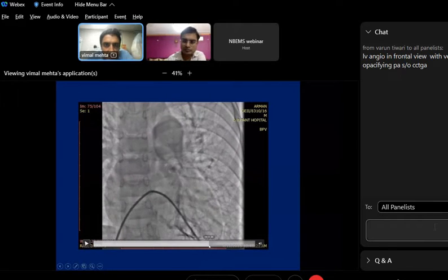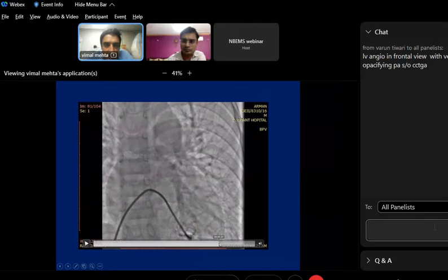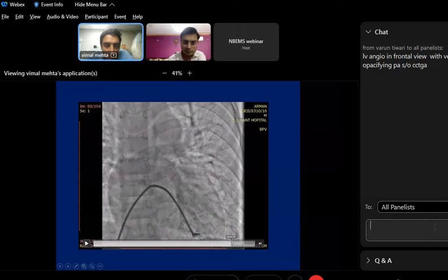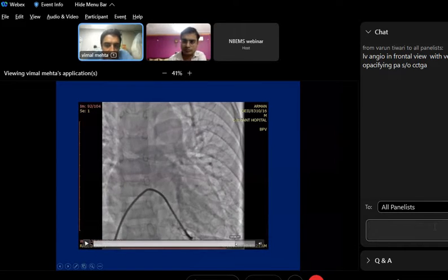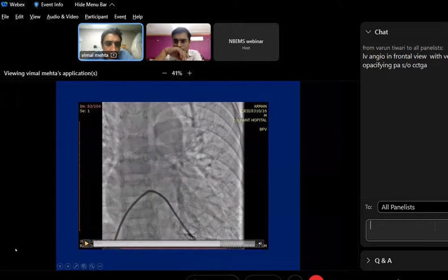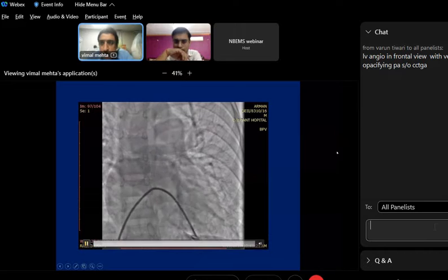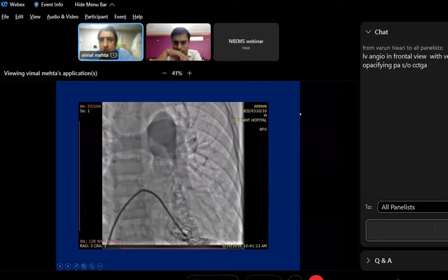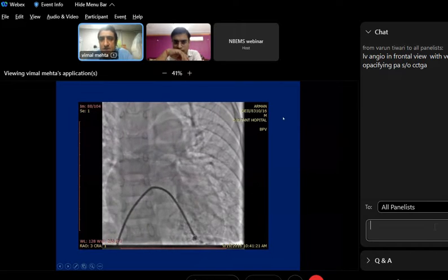Actually, these are thin wall structures. They are not rheumatic valves, like we saw one case earlier on of the mitral regurgitation. So they are thin. That is why this procedure is highly successful, unless they are dysplastic. We'll discuss about that. Nevertheless, we cannot see it. So it is not LV angio, it is RV angio actually.